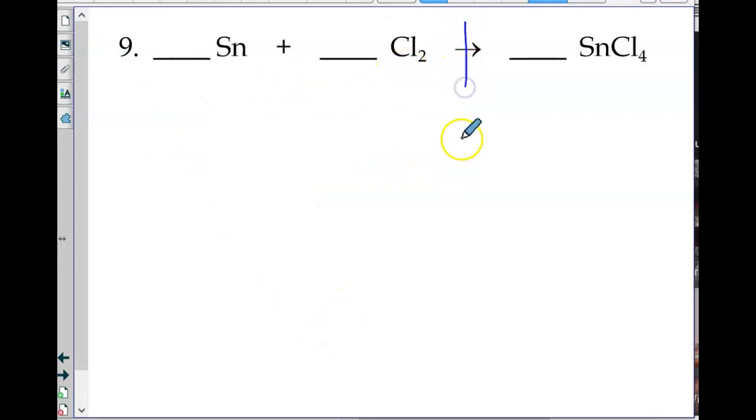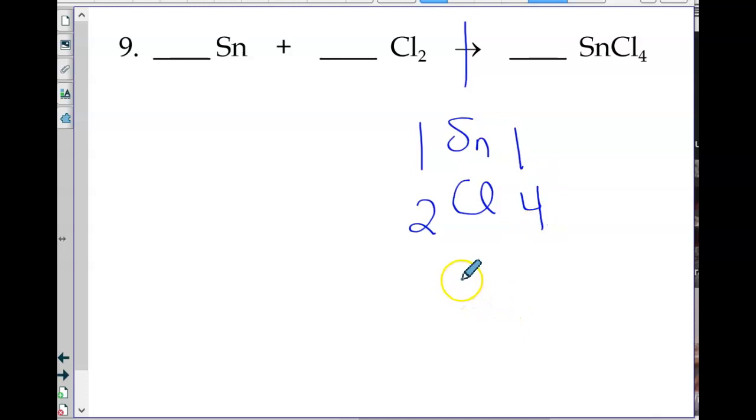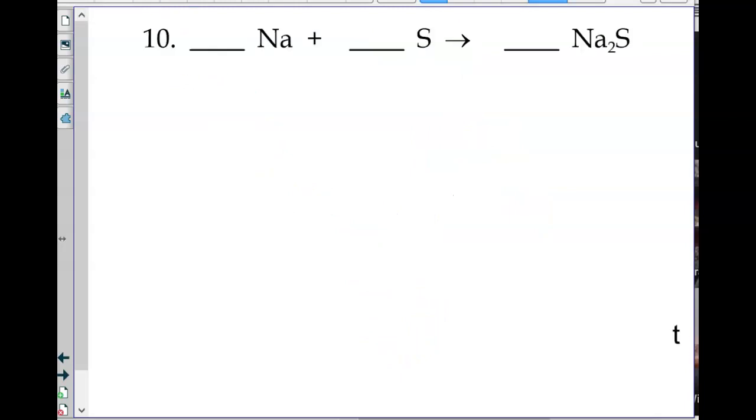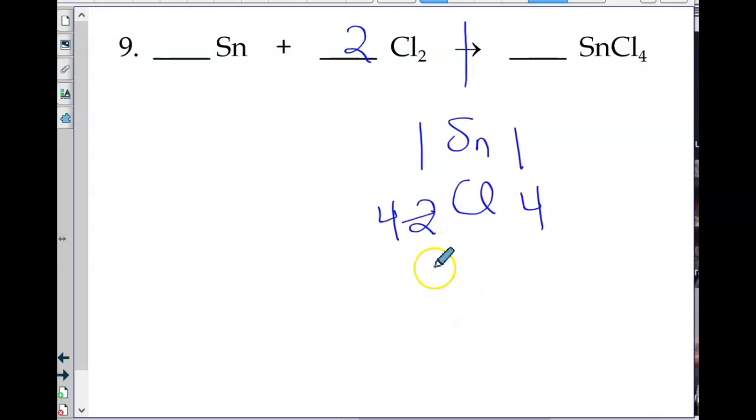Okay, number 9 is Sn and Cl. We have 1 Sn and 2 Cls, 1 Sn and 4 Cls. So Sn is good, 1 to 1. Got to get 4 chlorines, so I put a 2 here, which makes this chlorine go to 4, and now I'm balanced as a 1, 2, 1, because Sn was balanced and chlorine was balanced. So that's a 1, 2, 1. Questions about number 9?